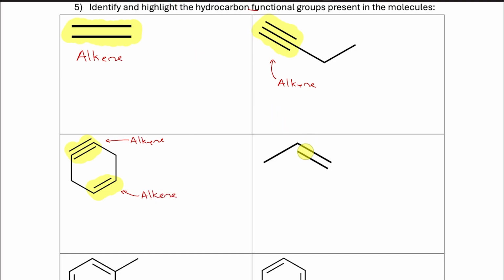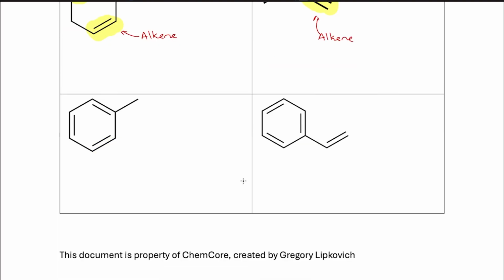In the next problem, I have this double bond off to the side, meaning that I do have an alkene functional group. Now the next problem has a benzene ring, and every time I see a benzene ring, I stop and think for a bit. What is this benzene ring connected to? This is a free carbon, this empty carbon. And so I can highlight this entire thing, including the carbon at the end, calling it a benzyl functional group.